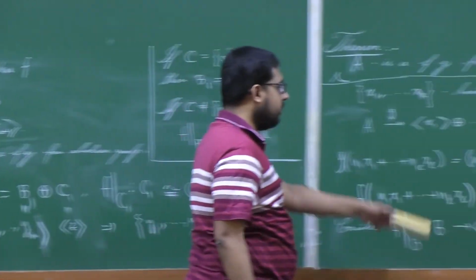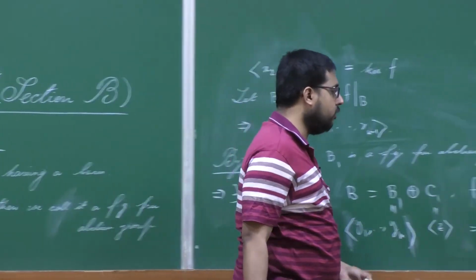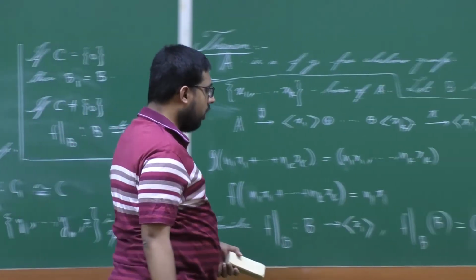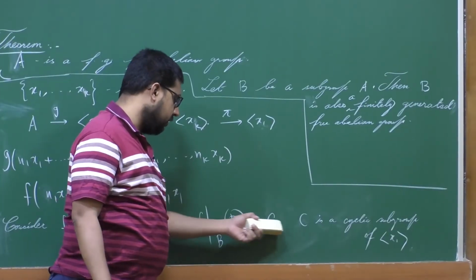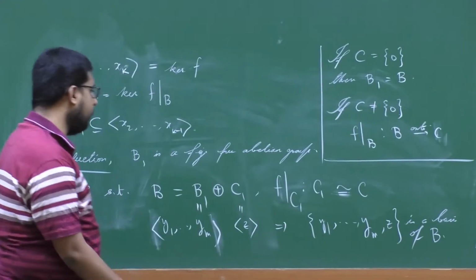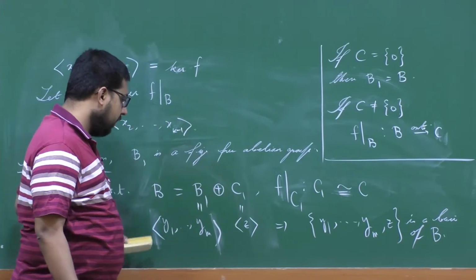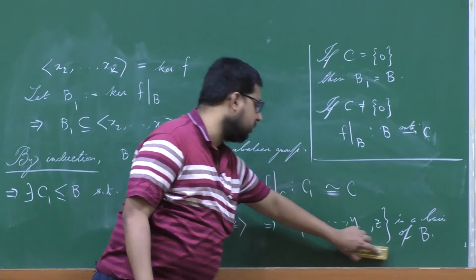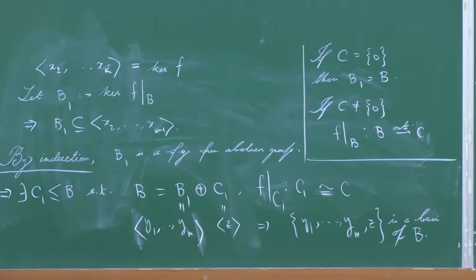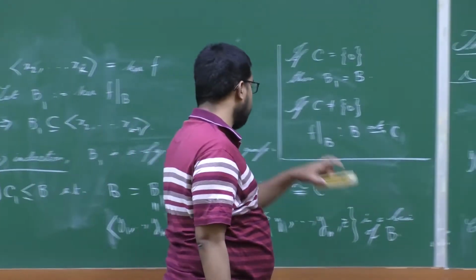Now, if C is trivial, then B1 will be equal to B. So B will be a finitely generated free abelian group. If C is not trivial, then we use the previous proposition proved in the previous class, which shows that it has such a decomposition. Then it is actually trivial to see that this is going to be a basis for B. This immediately follows from the direct sum decomposition.